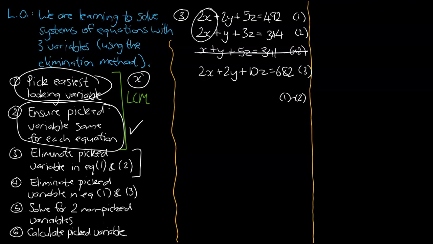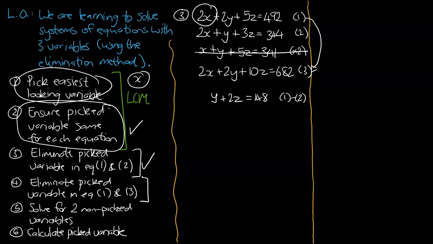So 2x minus 2x, as I said, is 0. That's gone. We've got 2y minus y, so that's going to be a single y. And then we've got 5z minus 3z, which is going to be 2z. So that's y plus 2z. And then finally, we're going to deal with the numbers at the end. 492 minus 344. I've already done that maths because I've got the working next to me. That came to 148. So big tick. I've eliminated the variables for 1 and 2. I now need to move on to my next step, which is eliminating them between 1 and 3.